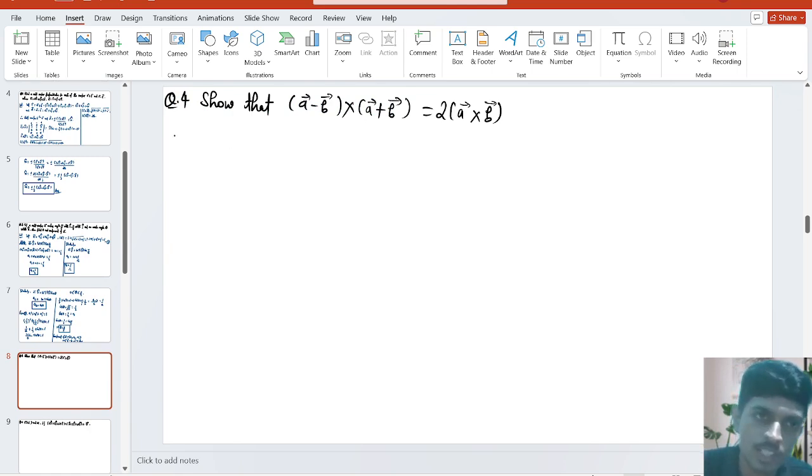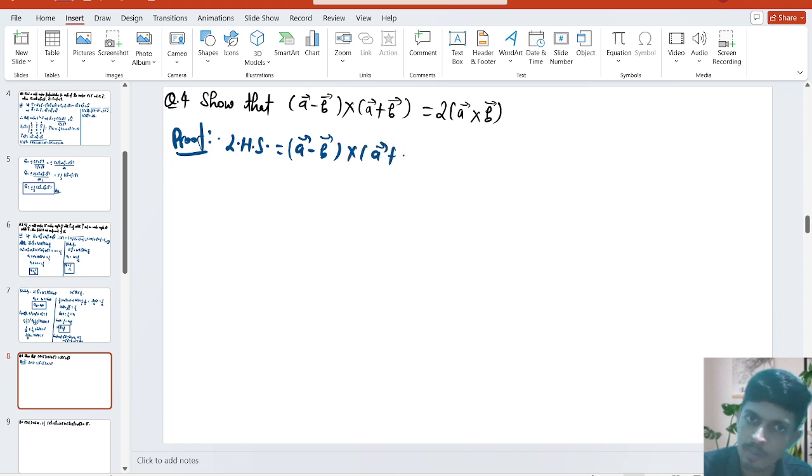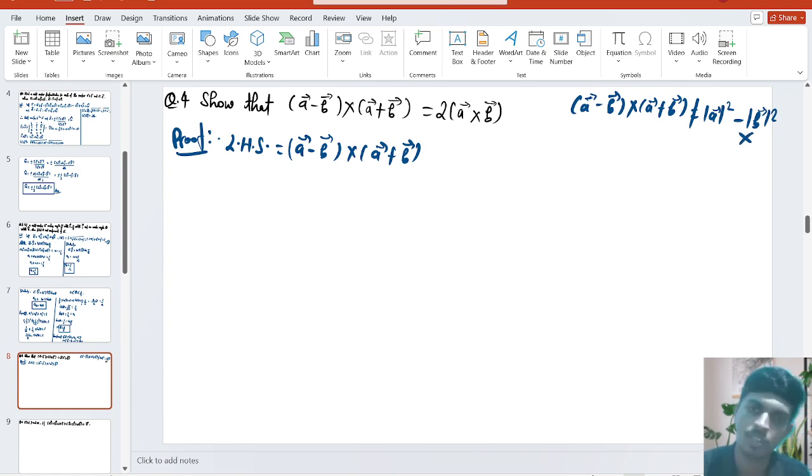So we need to show this, now the proof. We proceed from the left hand side: vector A minus vector B cross vector A plus vector B. Since this is not scalar algebra, we don't use it like that. Writing it as modulus of vector A whole square minus modulus of vector B whole square is incorrect, because this is a vector.